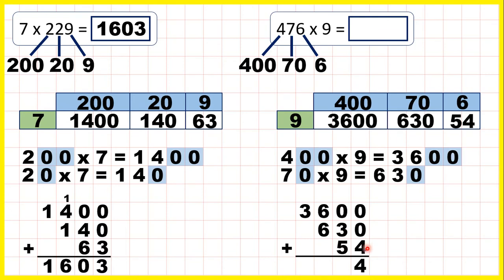0 plus 0 plus 4 is 4. 0 plus 3 plus 5 is 8. 6 plus 6 is 12. So 1, 2. And 1 plus 3 is 4. So our answer is 4,284.